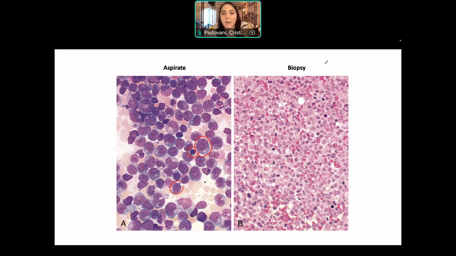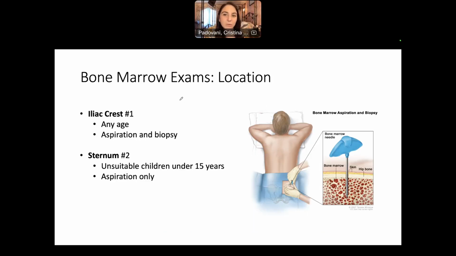Is it hypercellular? Is it hypocellular? Is there a lot of fibrosis? What's going on here? This is what they like to ask about with bone marrow exams, especially at the M1, M2 level.